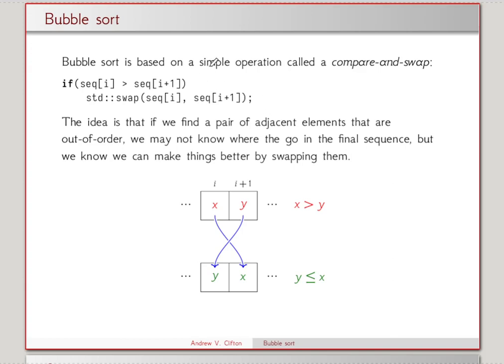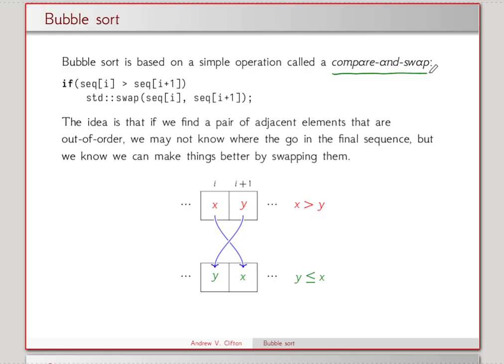Alrighty, so the next sorting algorithm on our agenda is bubble sort here. If you've seen any sorting algorithms before, you've probably seen bubble sort. It's sort of the simplest one, that everybody learns as baby's first sorting algorithm. So bubble sort is based on a simple little operation that we could do.